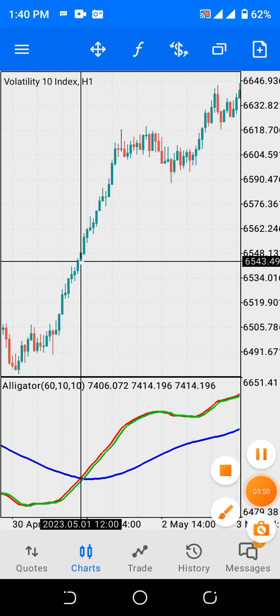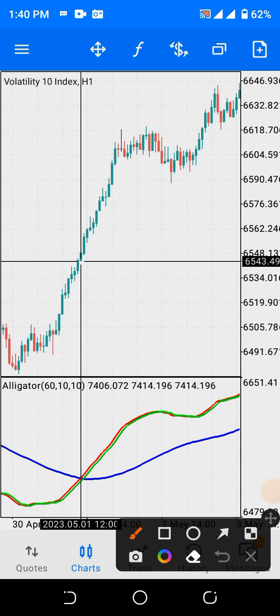So what I want you to do is make your buy entry from the point of crossing. This is the crossing here, where the red and the green lines cross the blue line of the Alligator indicator. The point at which the crossing occurs is where you make your entry. In this case, the crossing occurs from down upward, which signifies a confirmed buy signal. So make your buy entry at this point and record massive profit.